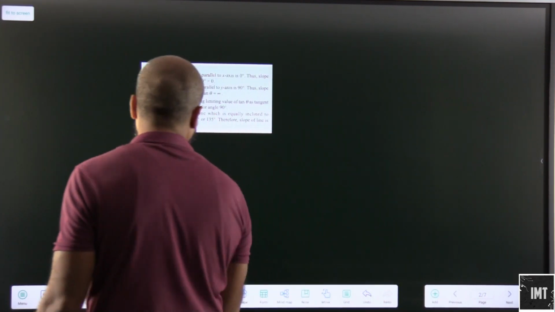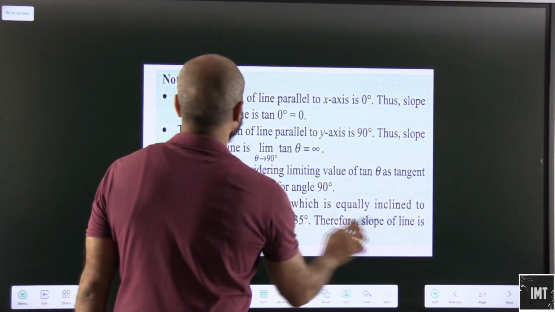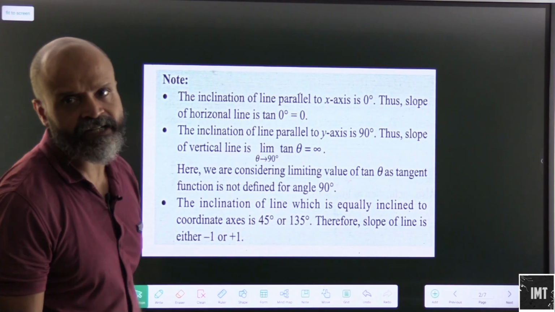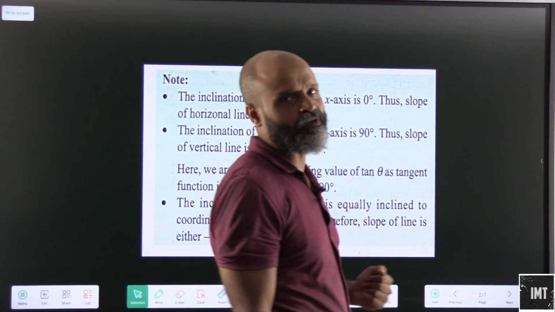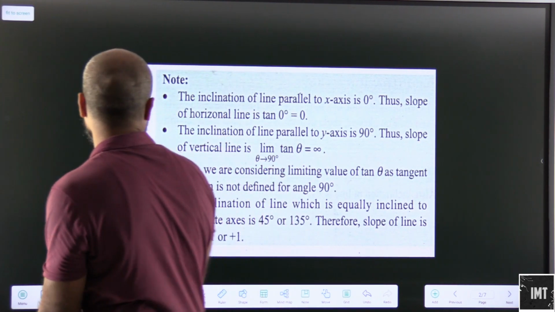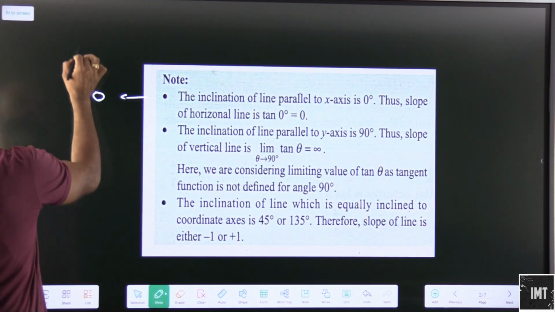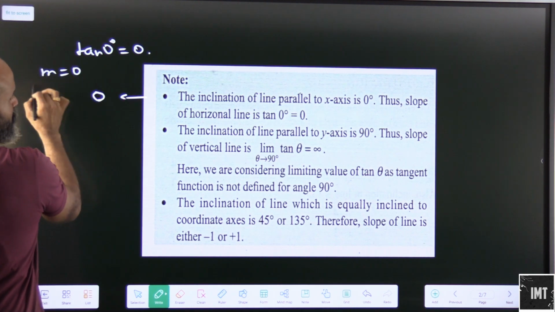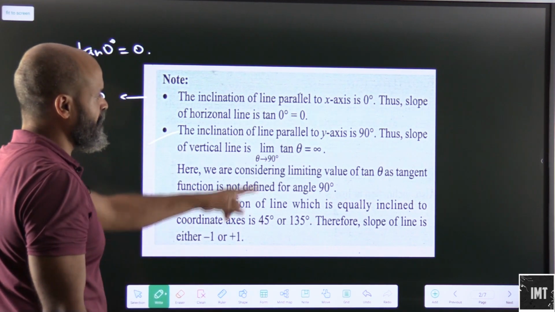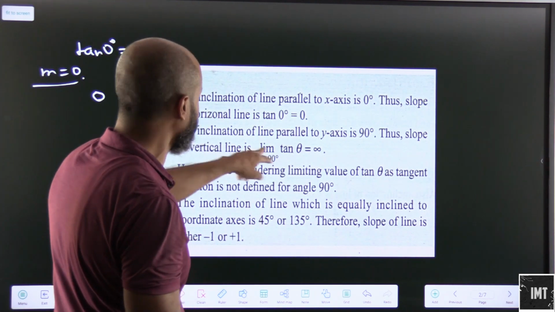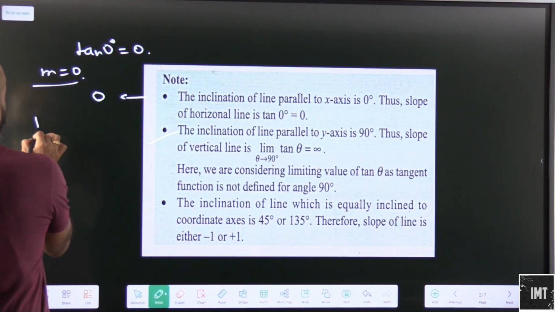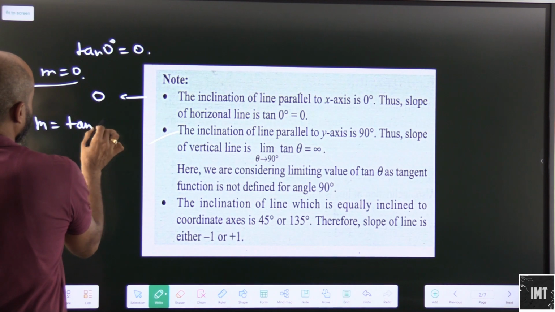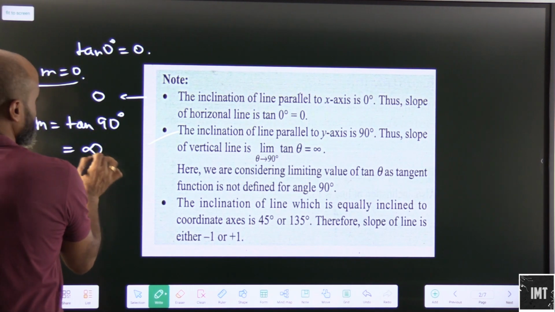Okay, so some important points that we need to realize here: the inclination of a line parallel to the x axis. Obviously if the line is parallel to the x axis, then the angle between the line and the x axis is going to be 0, and we know that tan 0 is equal to 0, so therefore the slope will be equal to 0. Okay, the inclination of a line parallel to the y axis is 90 degrees, thus the slope of the vertical line will be how much? m is equal to tan 90, and that will be basically infinity.